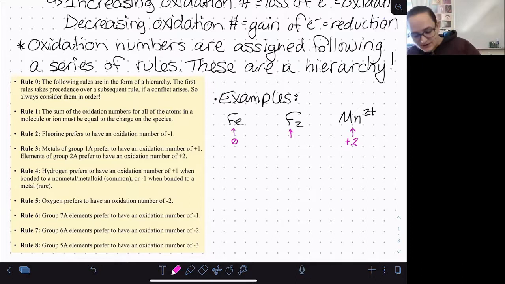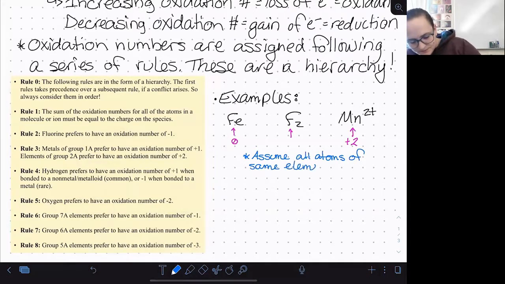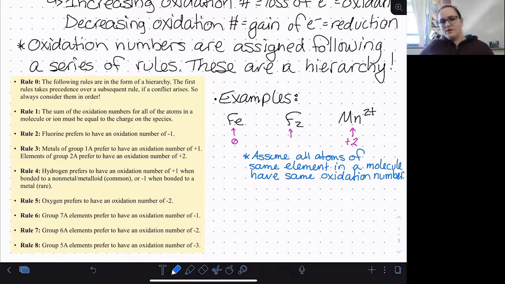And for the purposes of this course, we can assume that all atoms of the same element have the same oxidation number in a molecule or compound. This is not always true, especially when you get into organic compounds with lots of different carbons. The carbons tend to all be different. But for the things that we will be working with, this will generally be true.